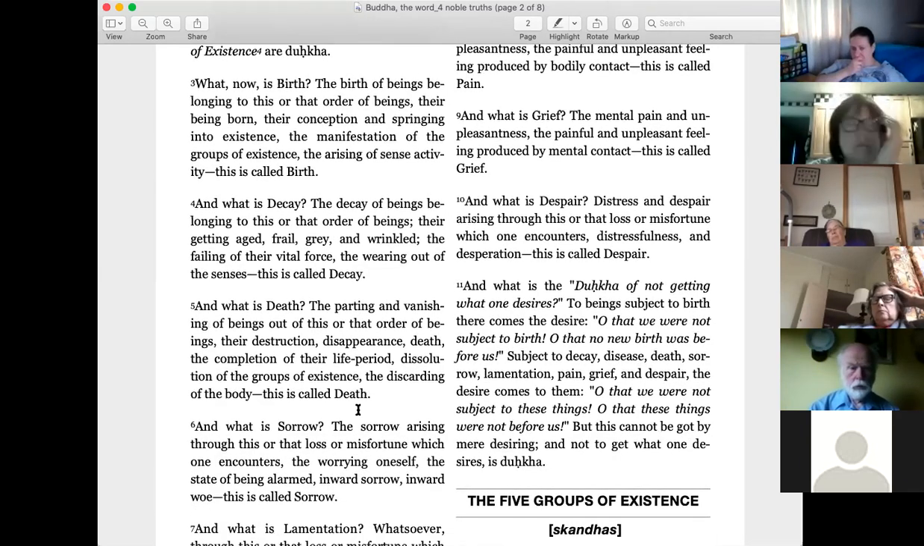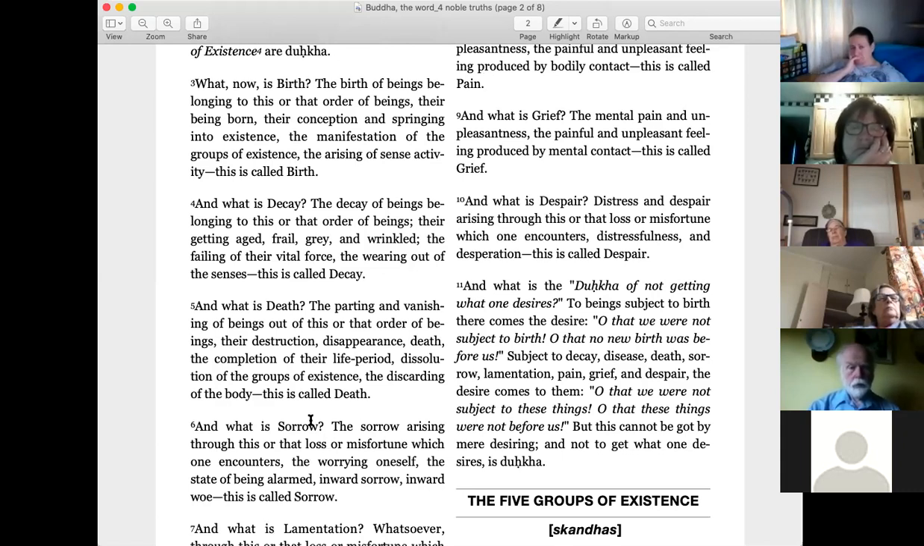So why birth? Why is birth considered dukkha? The Buddha explains that the birth of beings belonging to this or that order of beings, their being born, their conception and springing into existence, the manifestation of the groups of existence, the arising of sense activity, all of those are what we call birth. So it's entering into this world of phenomenal experience.